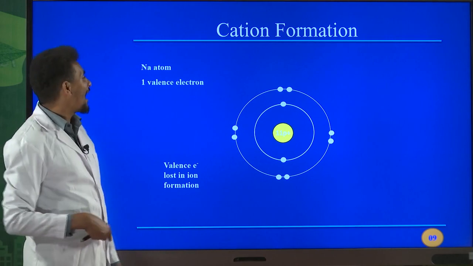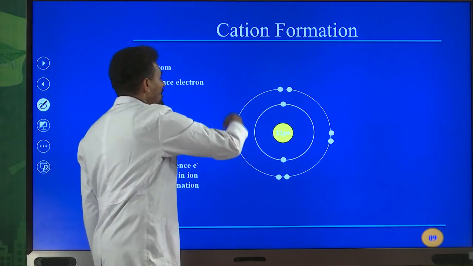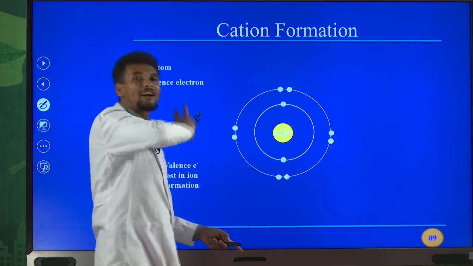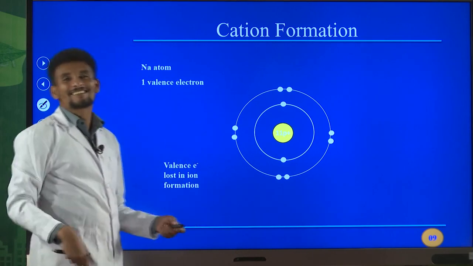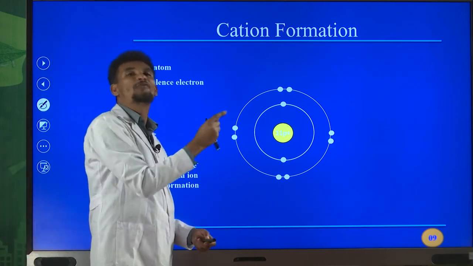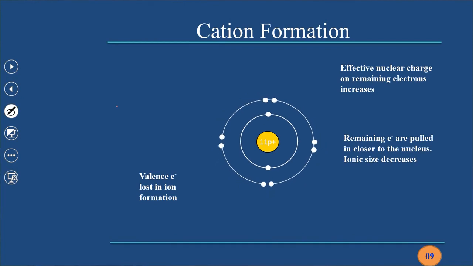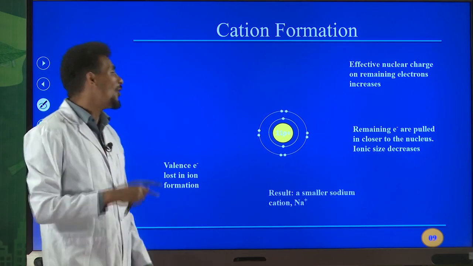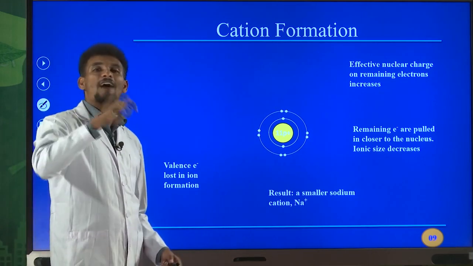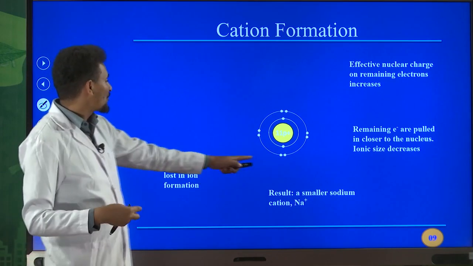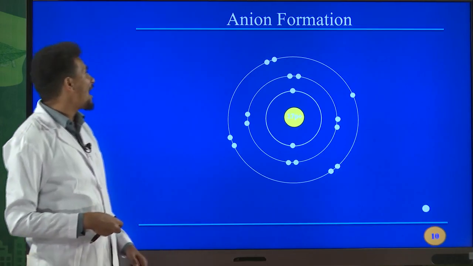At the end, there is attraction between these electrons and the nucleus of the atom. The number of protons is the same, but electrons are reduced. So attraction increases. That reduces the size of this ion, sodium ion. So effective nuclear charge on remaining electrons increases. Remaining electrons are pulled in closer to the nucleus. Therefore, ionic size decreases. So all the time, cations have smaller radius when compared with their neutral atom. So the result is a smaller sodium cation, Na plus.